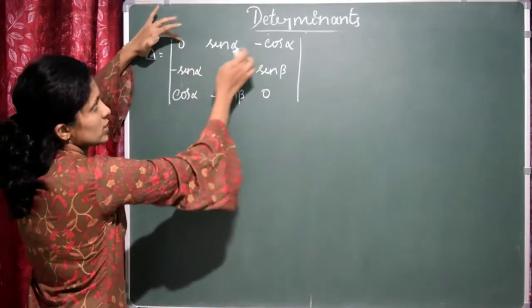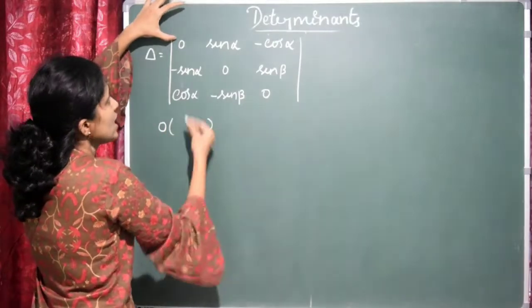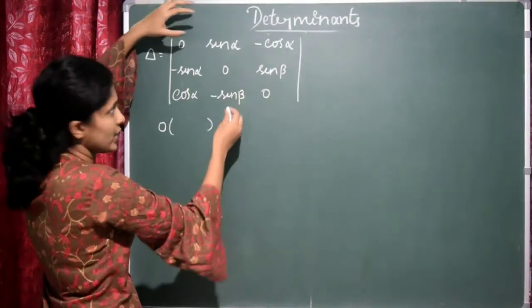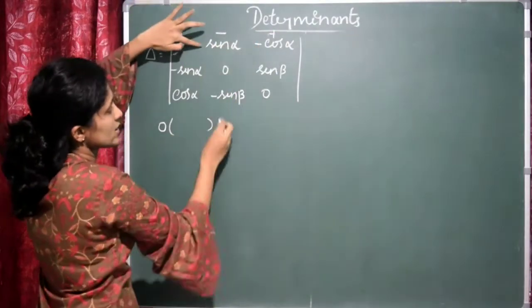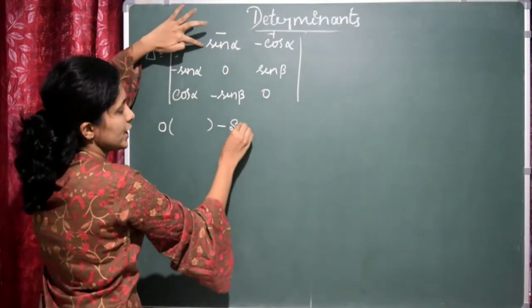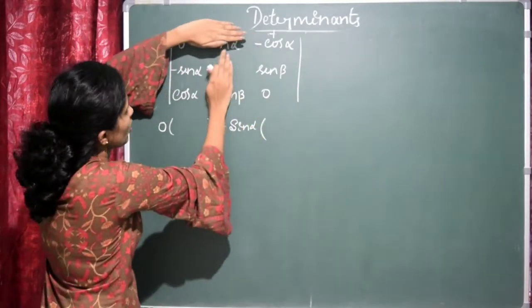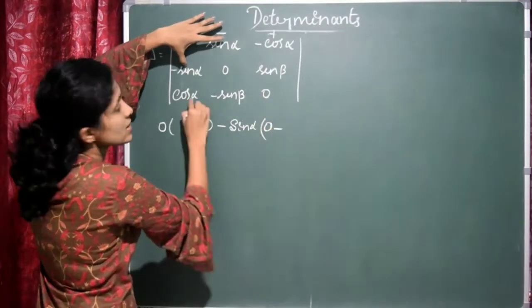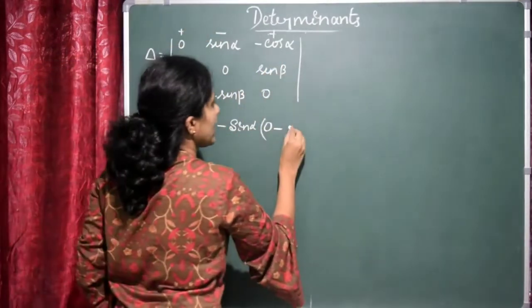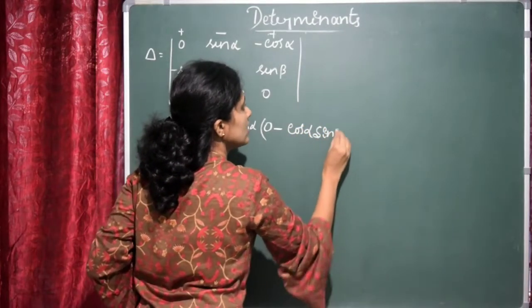We'll expand along the first row. So this is anyway 0 into something, so no need to write this one, right? Then next one, this is plus and this is minus and this will be plus. So this is now minus sine alpha into, is it clear? Minus sine alpha into, delete the first row and the second column. So minus sine alpha into 0 will be 0, minus cos alpha into sine beta, right? Cos alpha into sine beta, right?